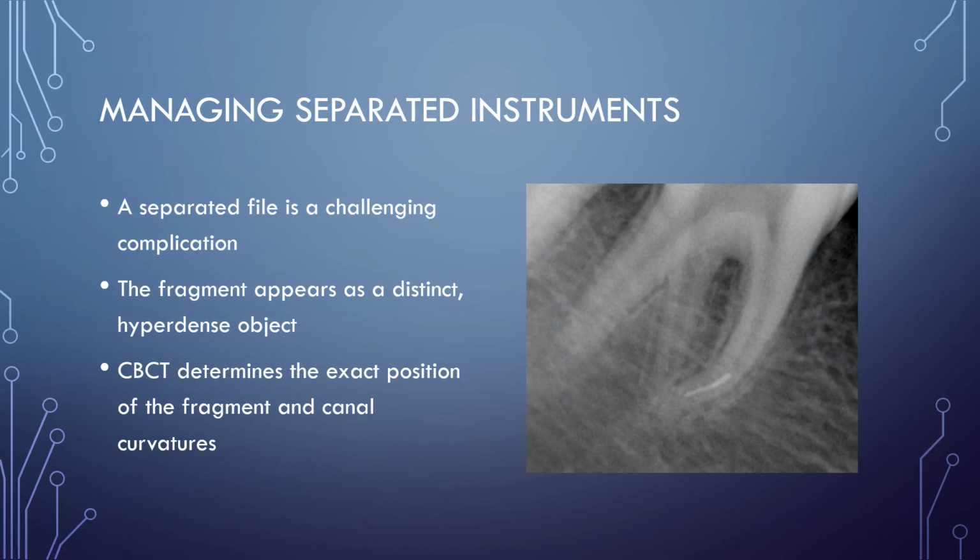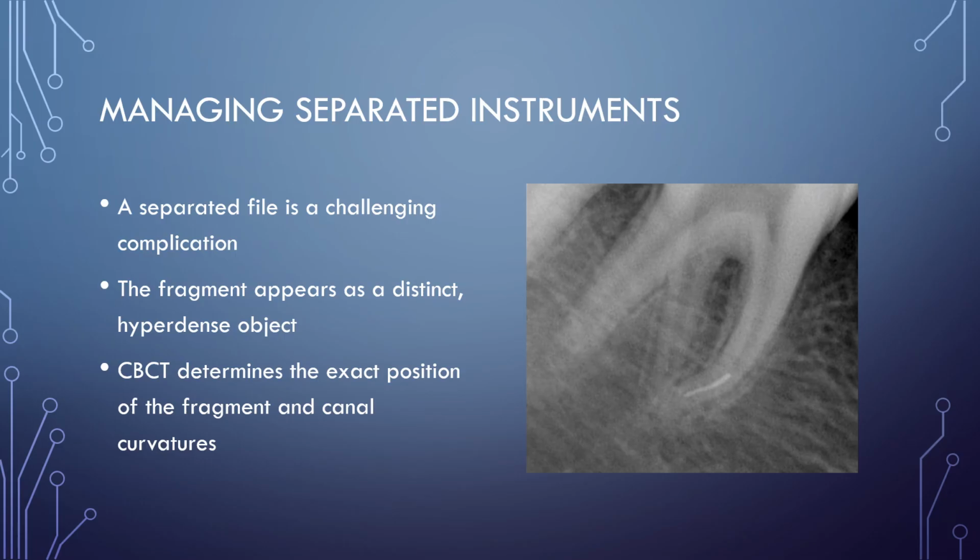The separation of an endodontic rotary file or hand instrument within the root canal is a significant complication that requires careful radiographic analysis before attempting any retrieval. Radiographically, the separated instrument will appear as a distinct, intensely hyperdense and radio-opaque object lodged within the canal space. While a standard 2D radiograph might show the general location of the fragment in a flat mesial distal dimension, a CBCT provides vastly more specific and crucial information.